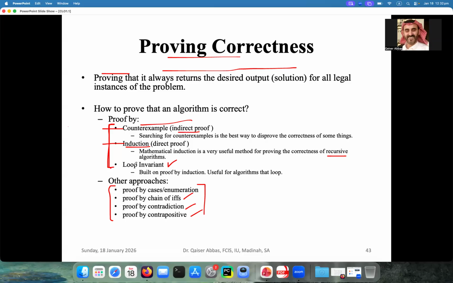And then loop invariant. If you know induction, then this is similar to that, with a different concept. This is also a third method through which we can prove that the algorithm is correct. But this loop invariant, we will use only for those algorithms which have loops.